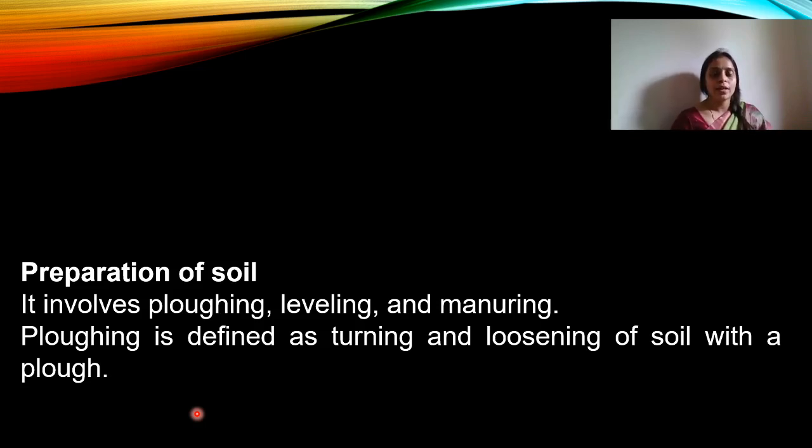This involves plowing, leveling, and manuring. Plowing is defined as turning as well as loosening of the soil with the help of a plow. Why does the soil have to be turned and loosened? When we do that, the friendly microorganisms as well as earthworms will grow and add humus to the soil. And when you turn and loosen the soil, the dead and decaying organic matter present is degraded with the help of microbes to different nutrients. Only the top few centimeters of the topsoil will be rich in nutrients. When you turn that, the underneath nutrient rich soil will also be available for the plants to grow.